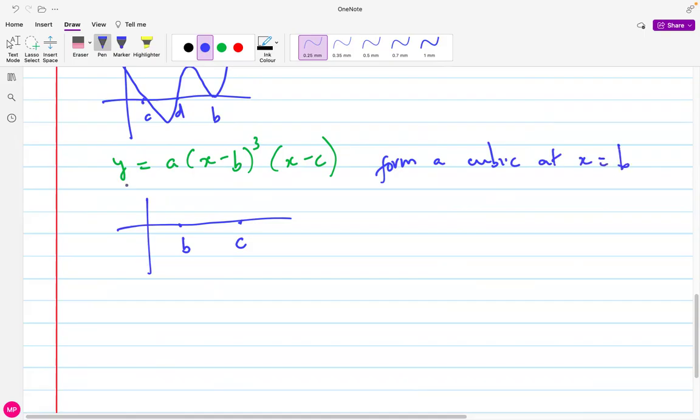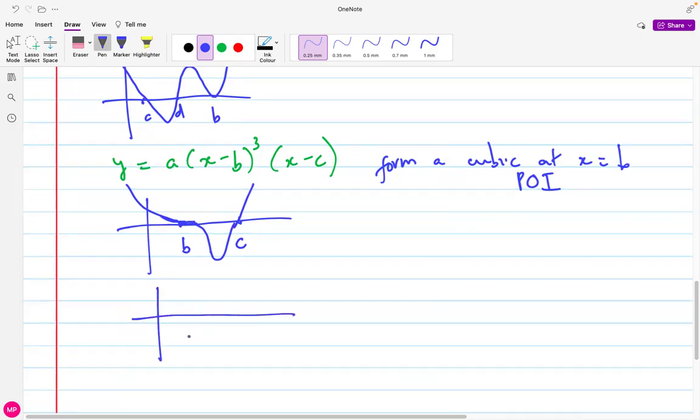So you start from the top, okay? You go to the b, and at the b, you need to form a cubic. So you form a point of inflection like that. You can see it's inflecting at b. So point of inflection, POI, at that point at x equals b. So you can sort of see that's the cubic here. Then you go to the c, and at the c, you just cut through. So your shape is looking like that.